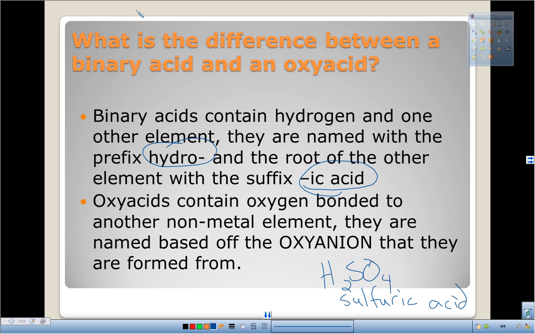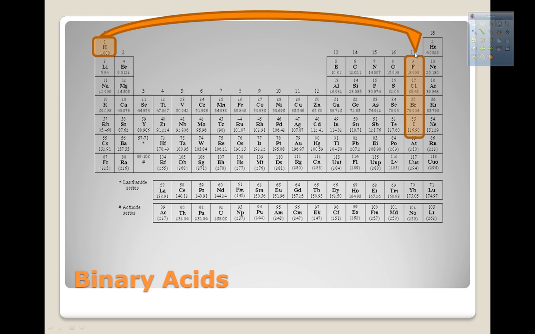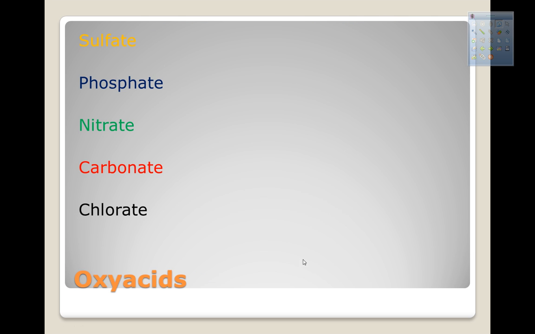Moving on. Binary acids usually are all of these halogens. Usually. However, these are some oxyacids. Why don't you practice writing the name and the formula for these acids? I'm just going to do it silently up here, but you should try to do it on your own right now.